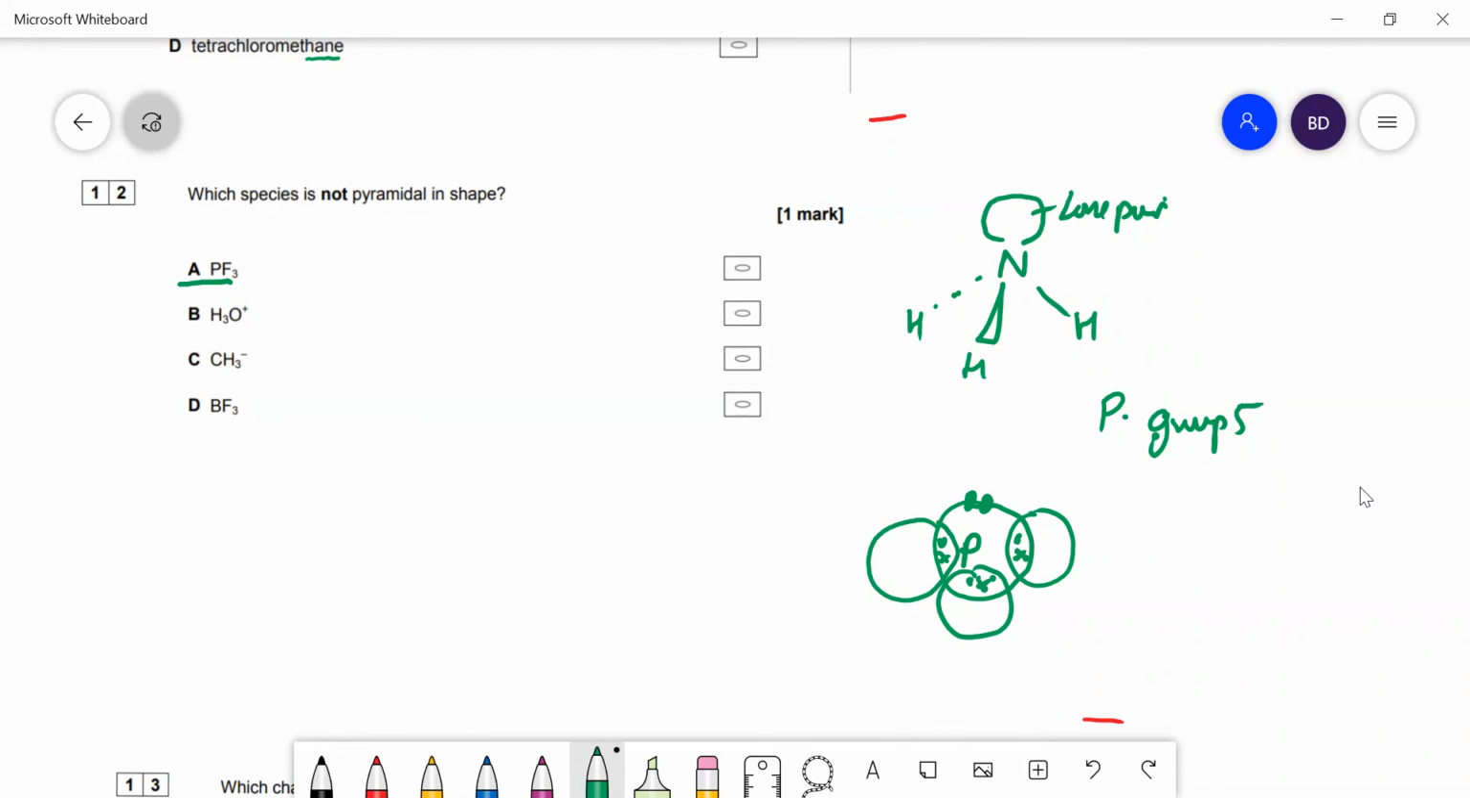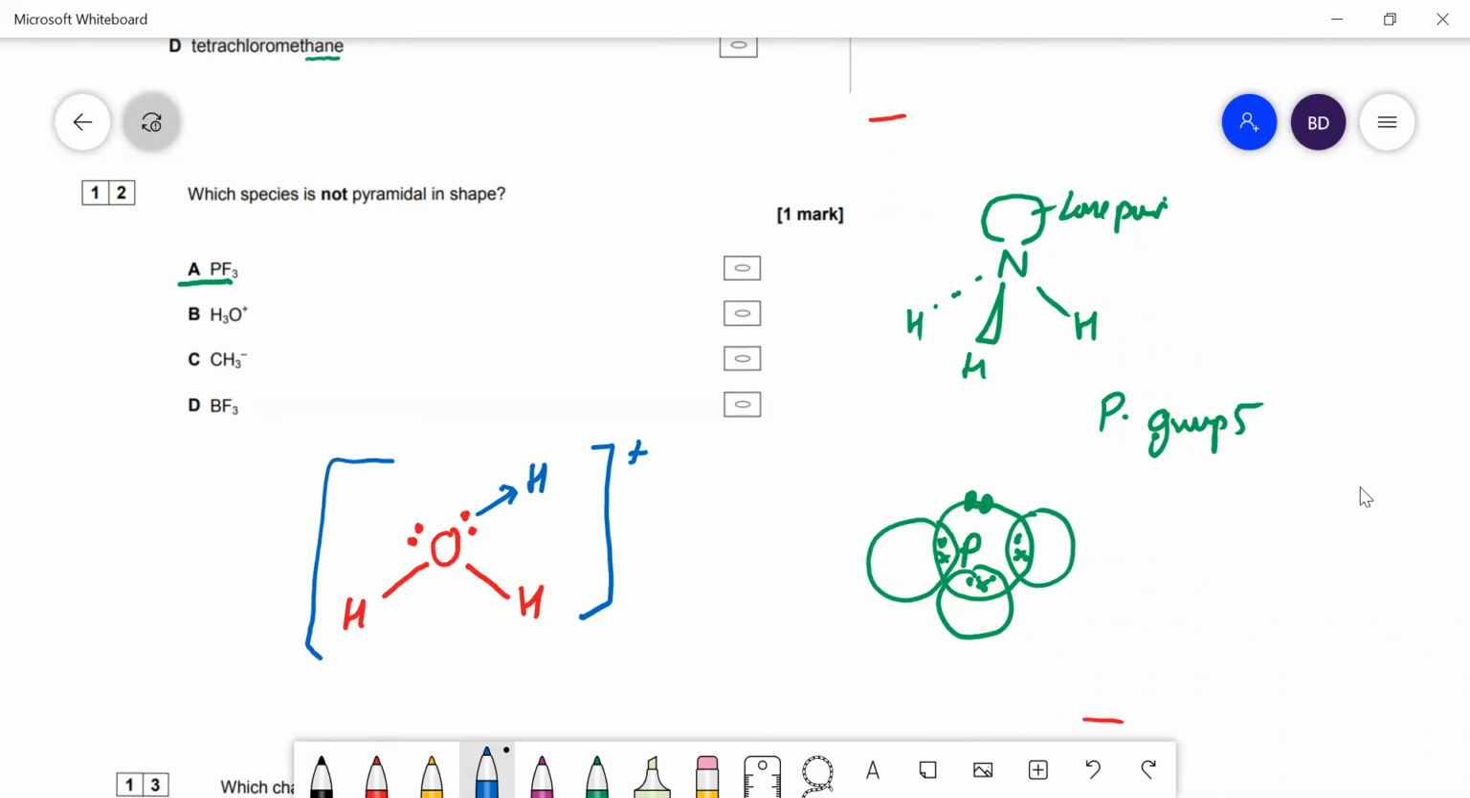H3O plus. Well, if we've got a water molecule there, just like that, we have 2 lone pairs on the oxygen. It forms a dative bond to an H plus there to form the H3O plus ion. So we can see we've got 3 bond pairs and 1 lone pair there, so that's pyramidal as well. These are both pyramidal. CH3 minus, not something we will come across.